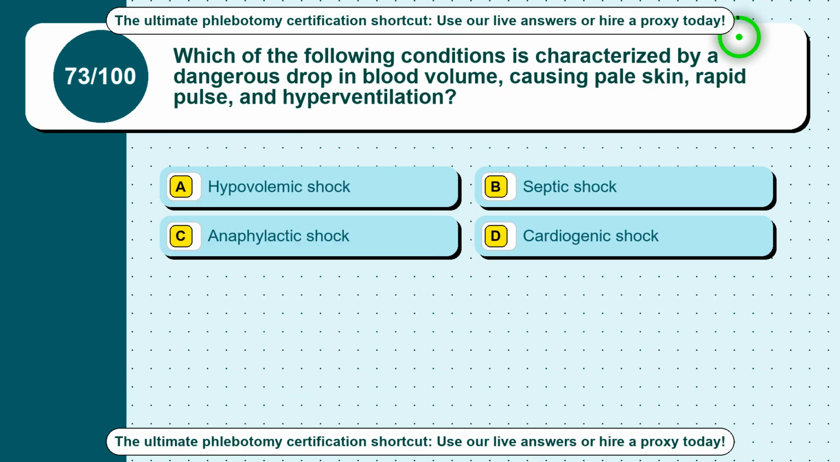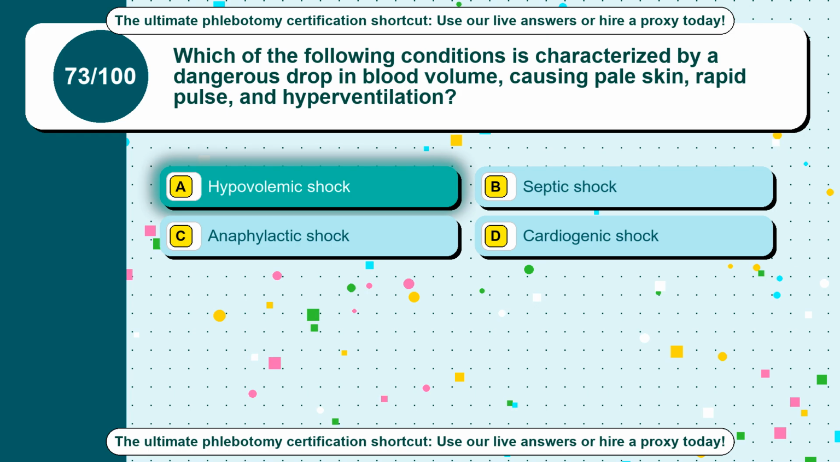Question 73. Which of the following conditions is characterized by a dangerous drop in blood volume, causing pale skin, rapid pulse, and hyperventilation? Option A, hypovolemic shock. Option B, septic shock. Option C, anaphylactic shock. Option D, cardiogenic shock. The correct answer is option A, hypovolemic shock.